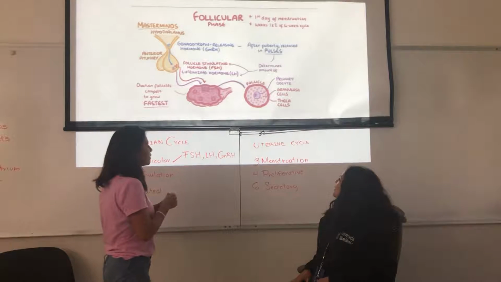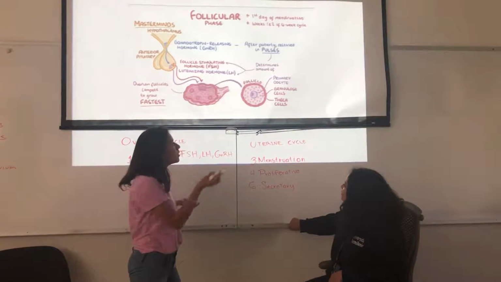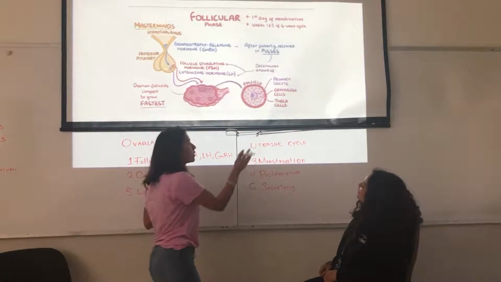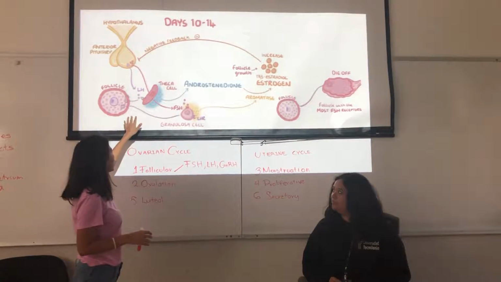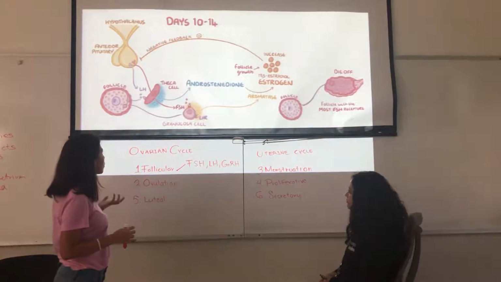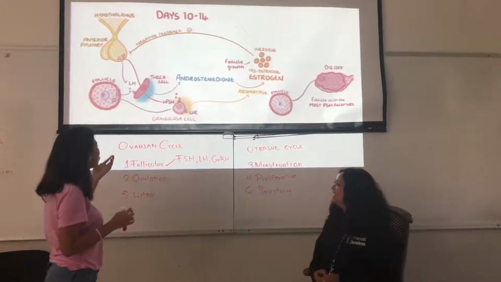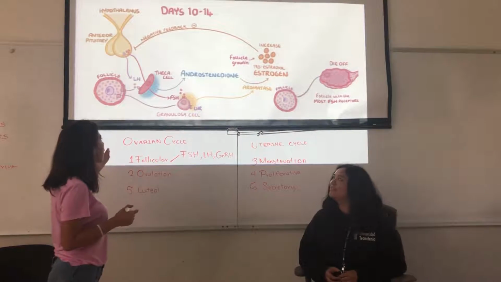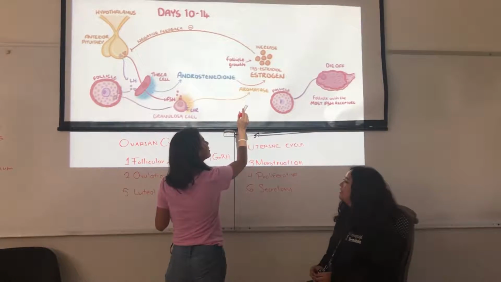And this is the follicle. The follicle is made of the primary oocyte. The primary oocyte is surrounded by the granulosa cells and the theca cells. Now, the theca cells react to the luteinizing hormone LH and produce androstenedione. Meanwhile, the granulosa cells react to the FSH hormone and produce aromatase.